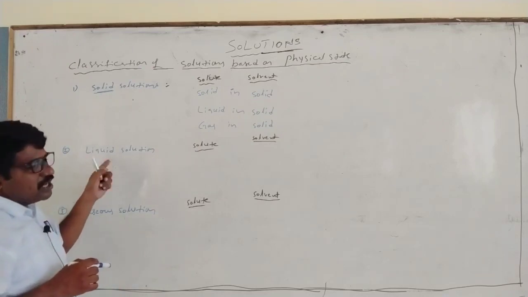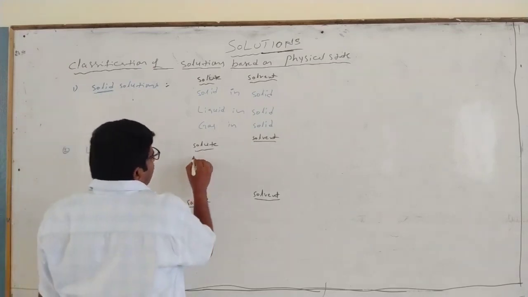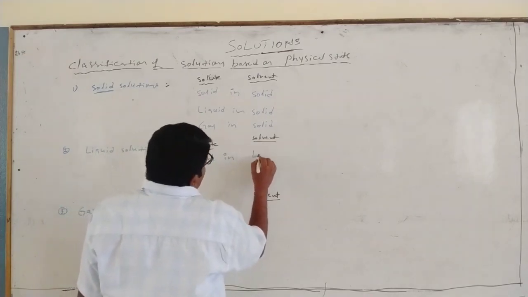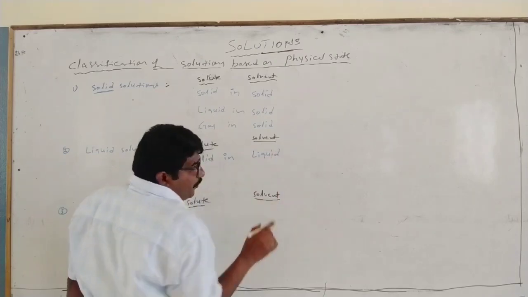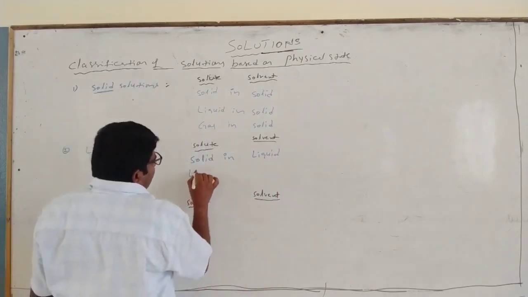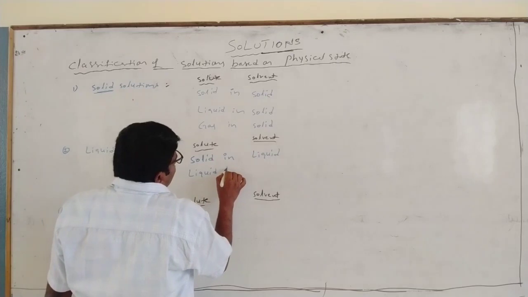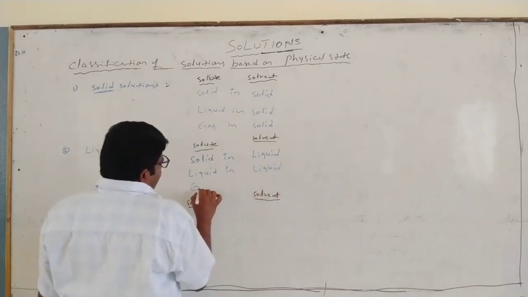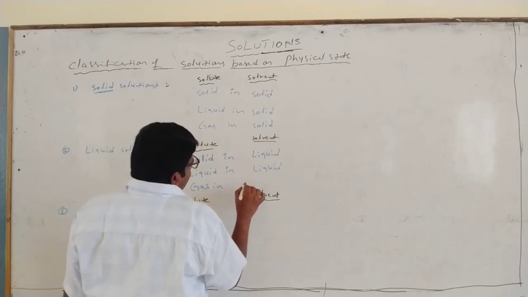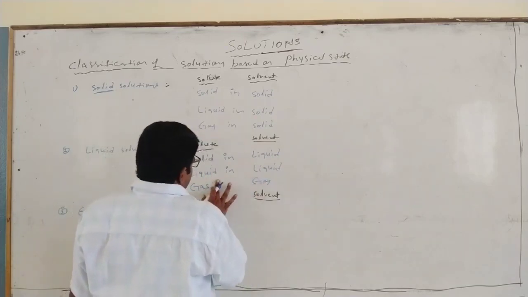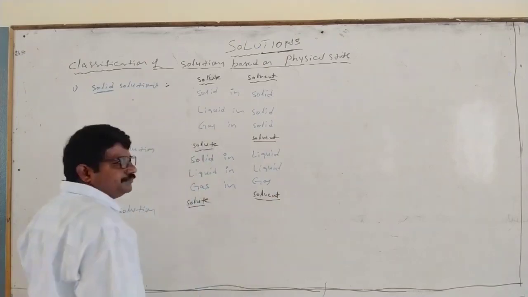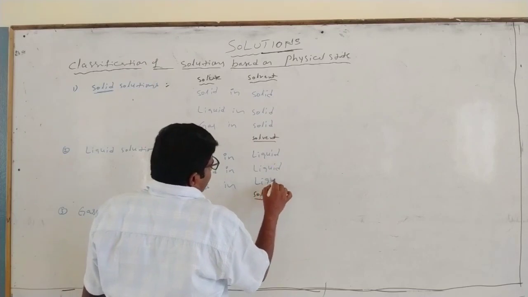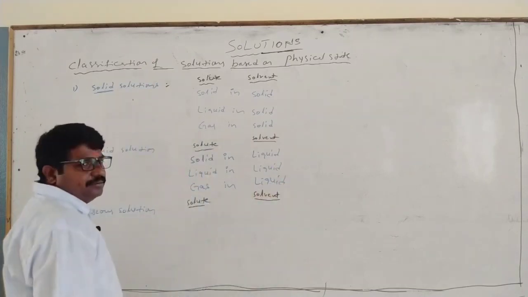Again, liquid solutions are classified into three types. Here liquid is what? Solvent. Now we have to write what? Solid in liquid. Got my point? Next one, liquid in liquid, and gas in liquid. Sorry, gas in liquid.